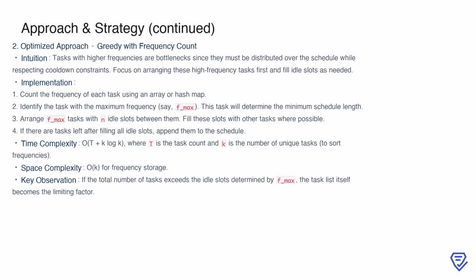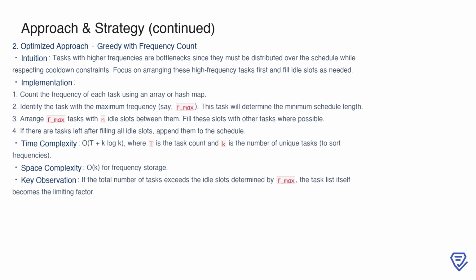Next, we identify the task with the maximum frequency, denoted as f_max. This task determines the minimum schedule length because it requires spacing out its occurrences with n idle slots between them. We then arrange these f_max tasks with the necessary spacing and fill the idle slots with other tasks wherever possible. If additional tasks remain after filling all idle slots, we append them to the schedule.